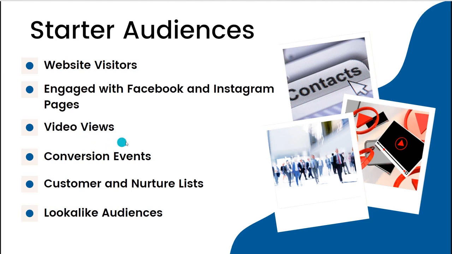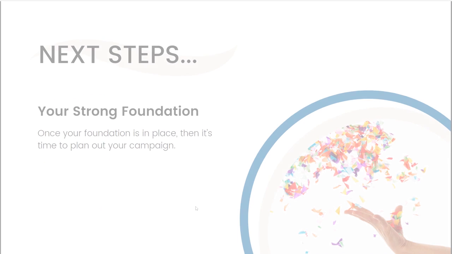Then remember to schedule a task for yourself or somebody on your team to update that video view audience, so that you're not getting all this traffic to your videos and people watching them, and then your video view audience just doesn't get updated simply because you didn't select some of the newer videos that you're using. So those are the audiences that you can start off with.